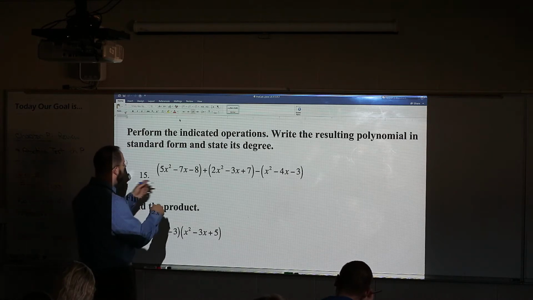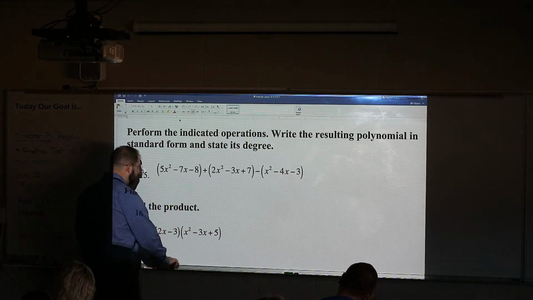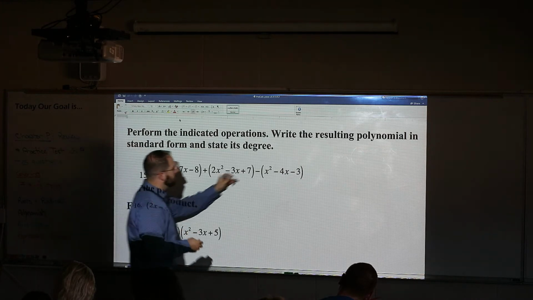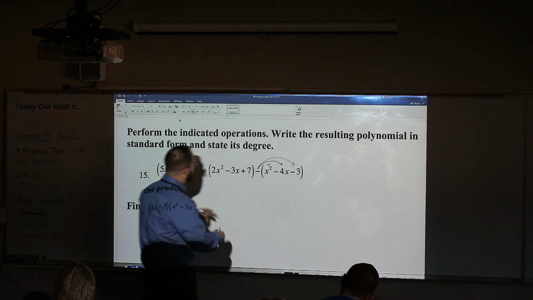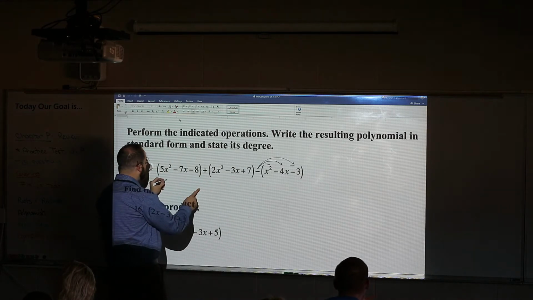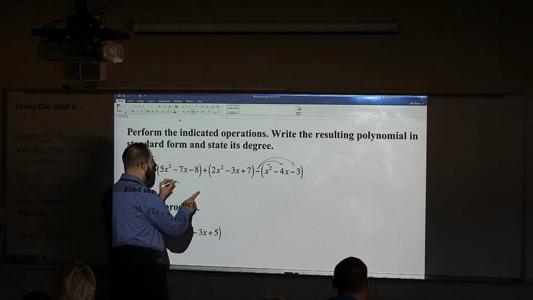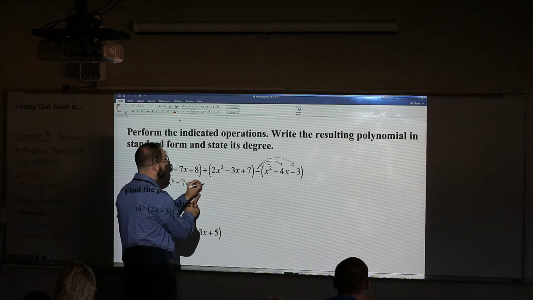Okay, so how we start? You need to first, if we need to distribute like the negative sign back here, and if there's a plus, we don't really need to distribute anything. So it's really deceiving, because I don't actually need the parentheses up here. There's nothing to distribute.